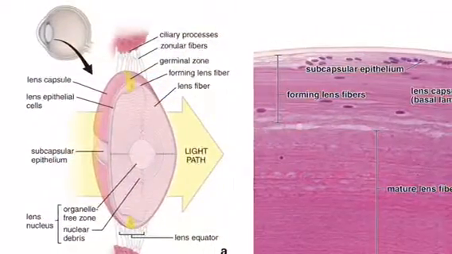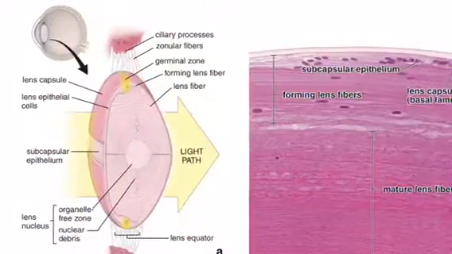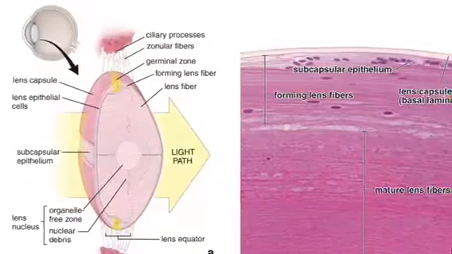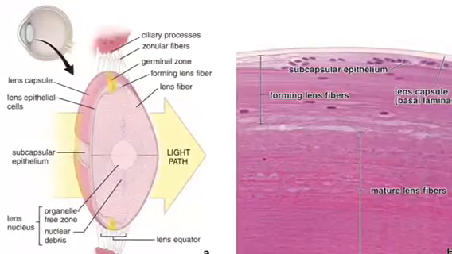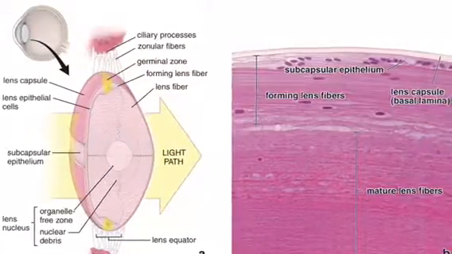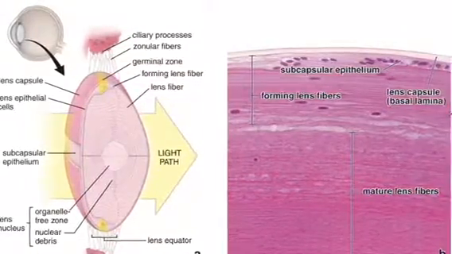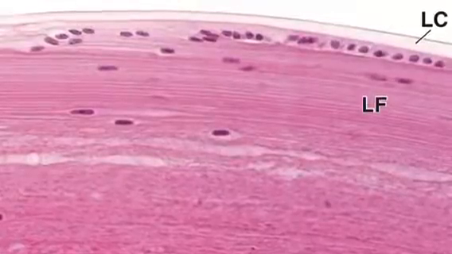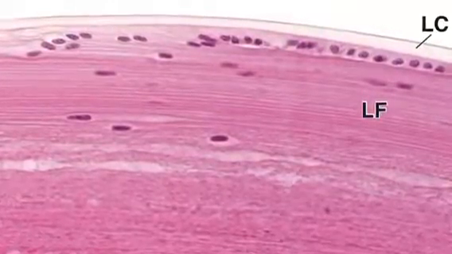This schematic drawing of the lens suspended from ciliary processes by zonular fibers indicates its structural components. Note that the capsule of the lens is formed by the basal lamina of the lens fibers and the subcapsular epithelium located on the anterior surface of the lens.